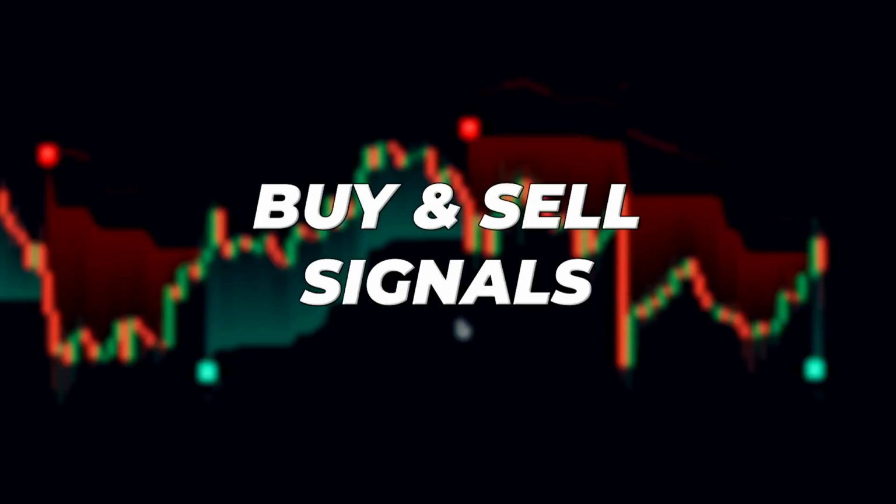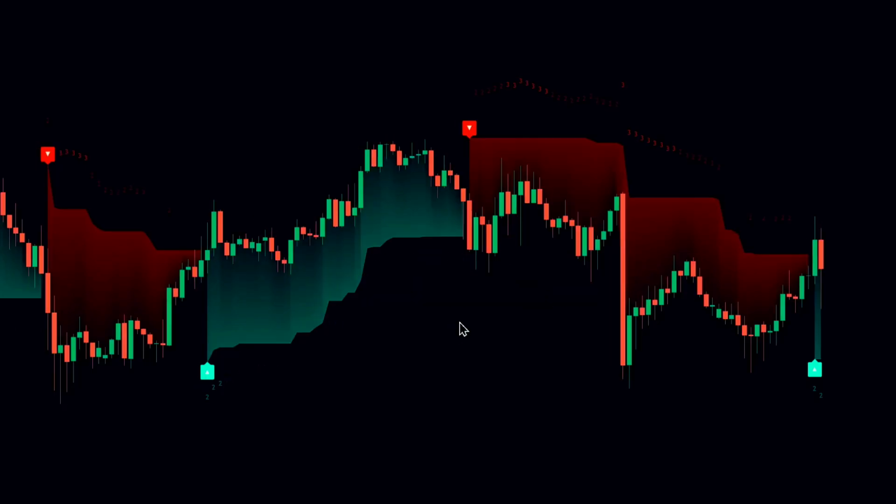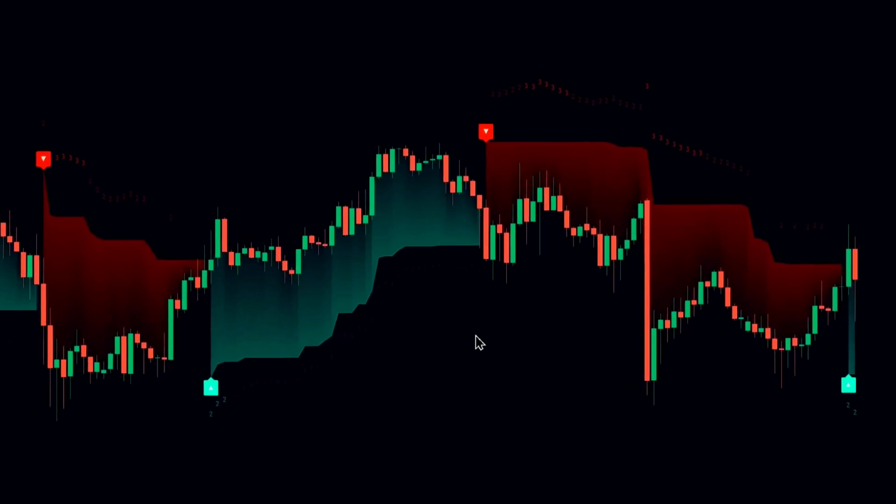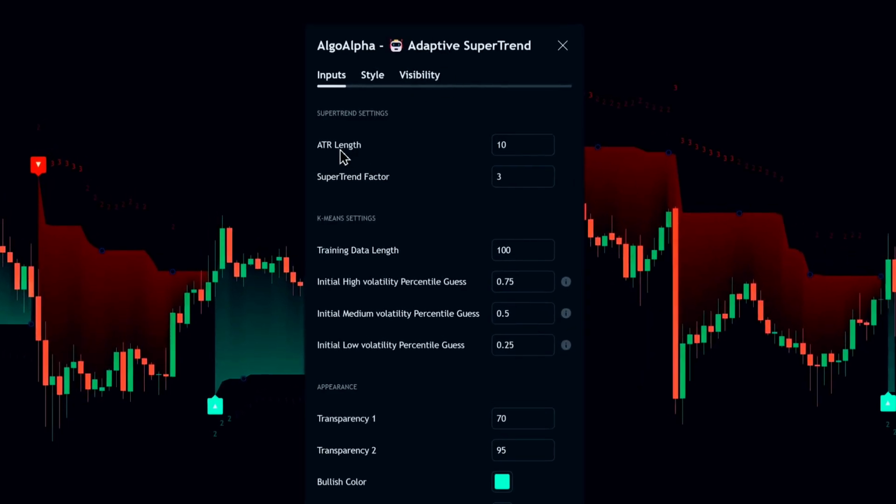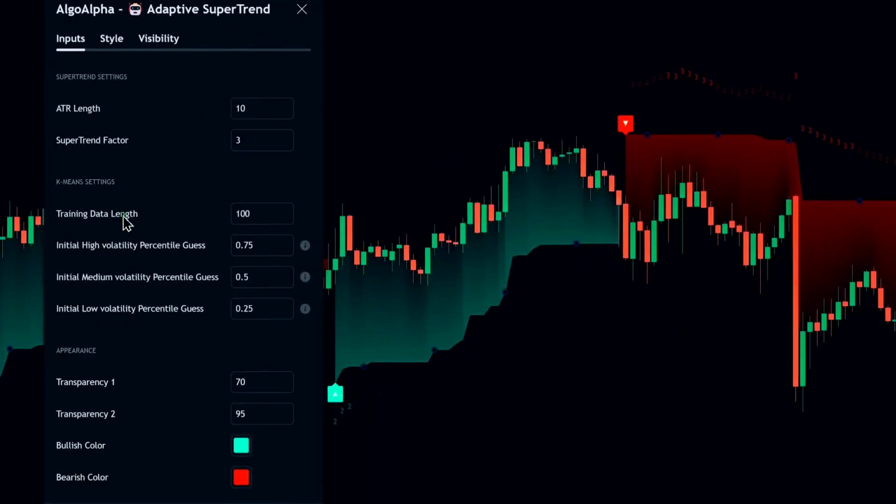The ATR length controls the ATR calculation period, while the Supertrend factor acts as a multiplier for the Supertrend formula. The training data length defines the look-back period for historical data. The percentile values here are starting points for clustering and can be tweaked to see how they affect the signals. You can also customize the indicator's colors and appearance.